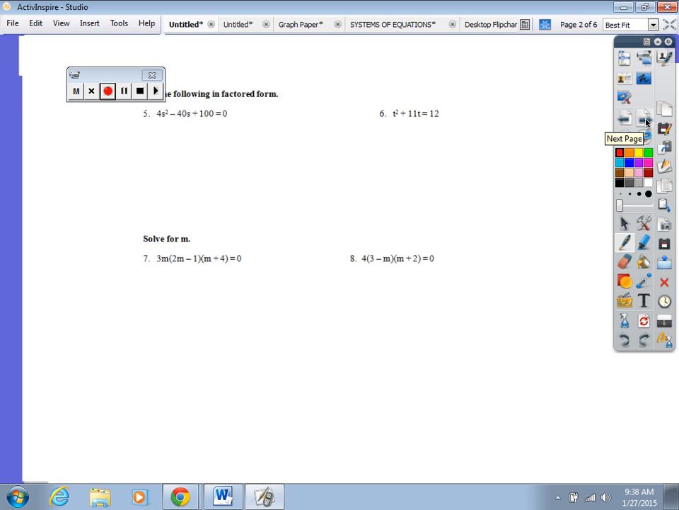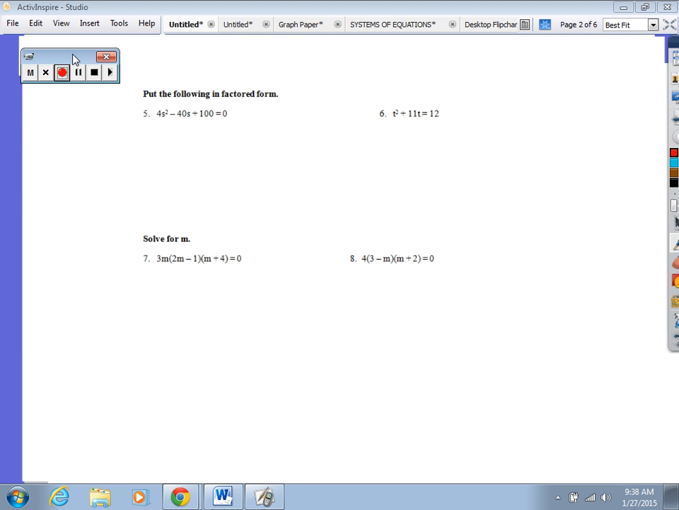Look at numbers 5 and 6. They say, put the following in what form? Factored form. Factored form is just when you set your parentheses. That's it. You're not setting the parentheses equal to 0. All that factored form is, you take the quadratic and put what would be your parentheses. You got it? You're going to do that.